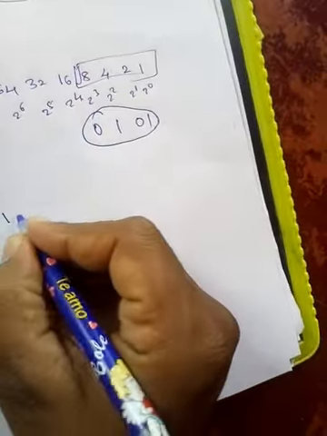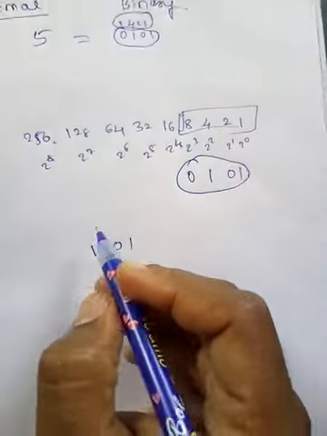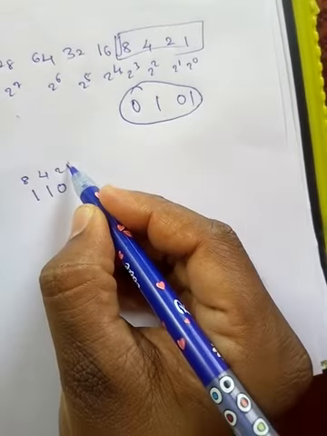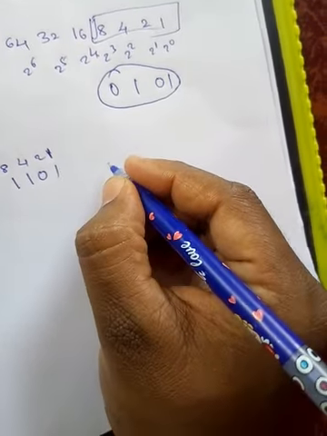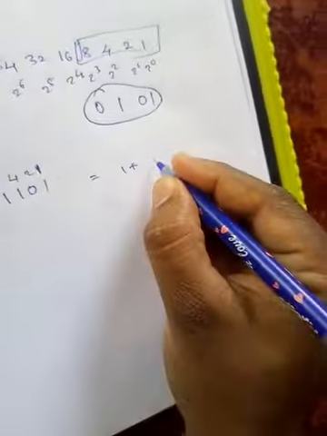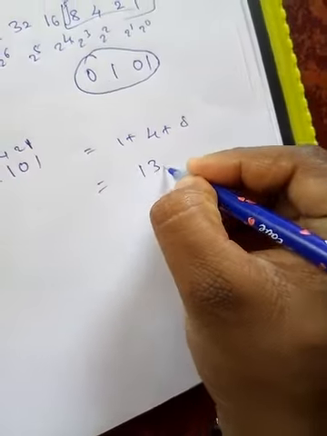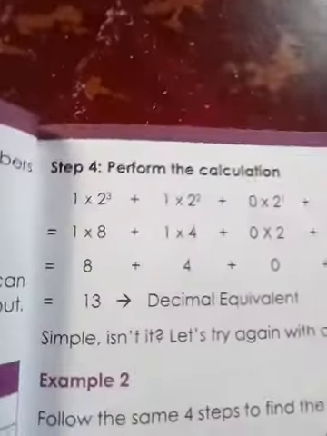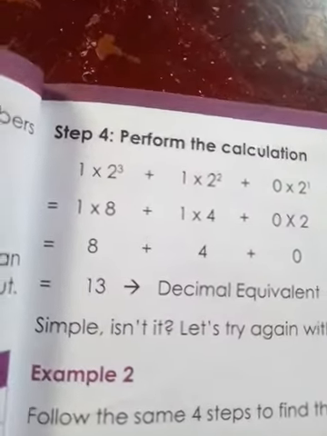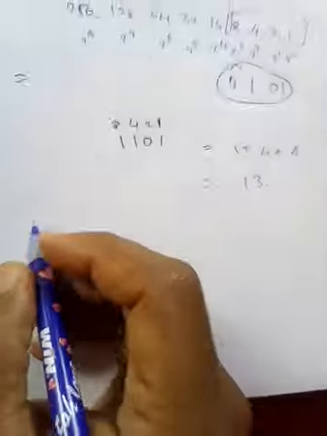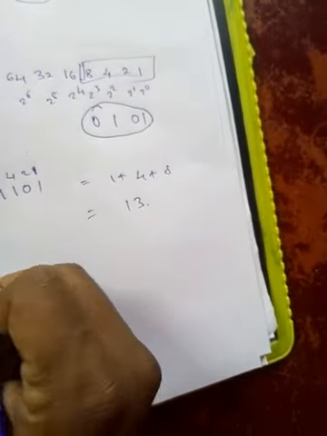Okay, 1101. You take here 8 4 2 1. We have to add 1 plus 4 plus 8, which is equal to 13. Here also you can see the decimal answer is 13. You can also do it like how they have given in the textbook; it will come out the same.